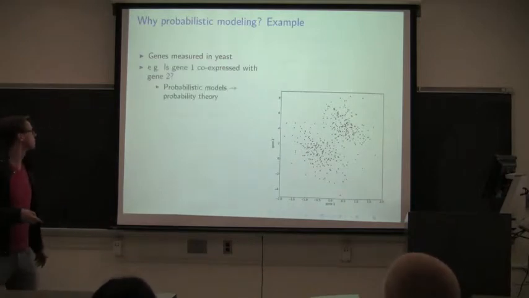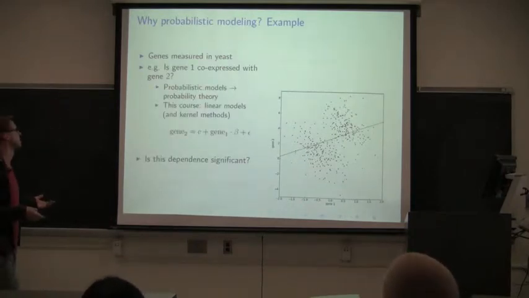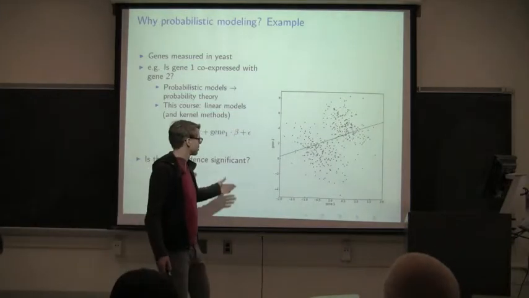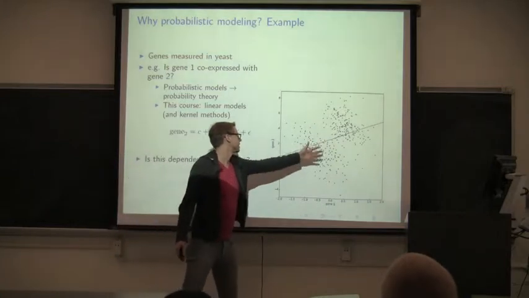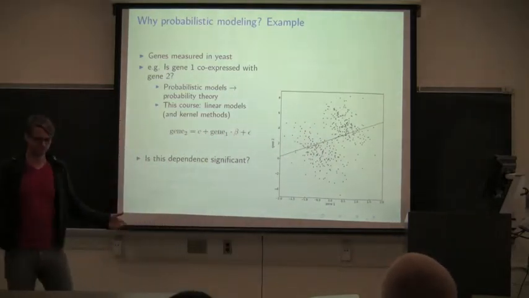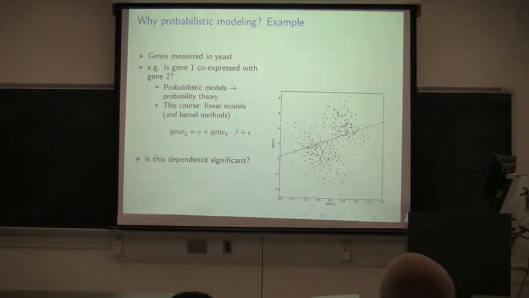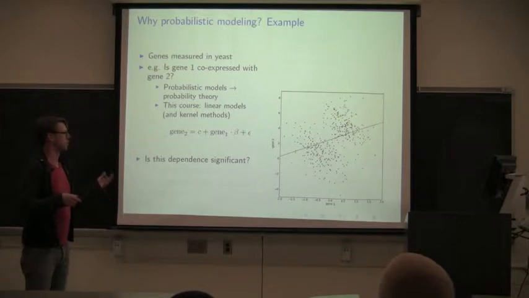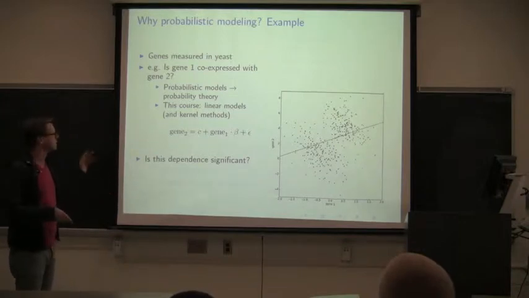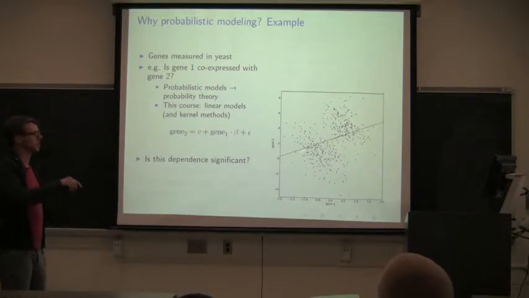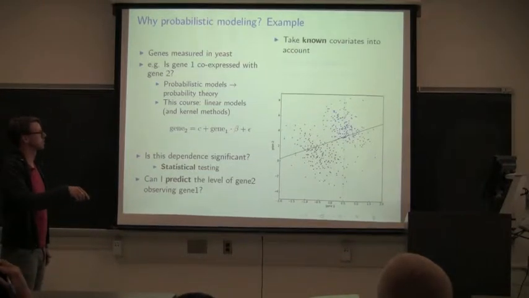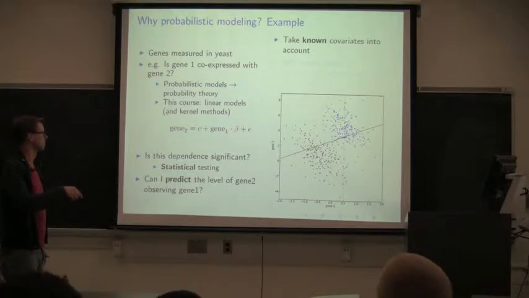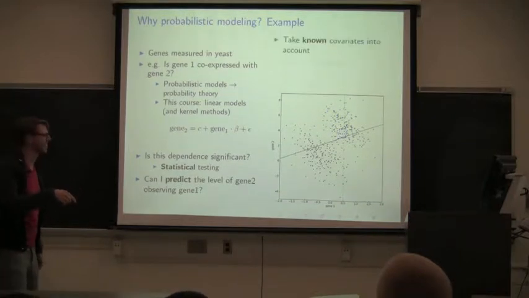Why do we want to do probabilistic modeling? We said, for example, if we have expression values for two genes and measure their correlation in form of such a regression curve, then we can answer several questions. We can say there seems to be some correlation. We can predict new values, but we can also do other things wrong.